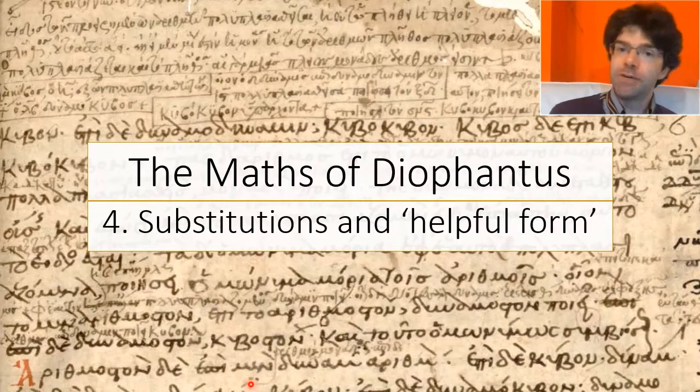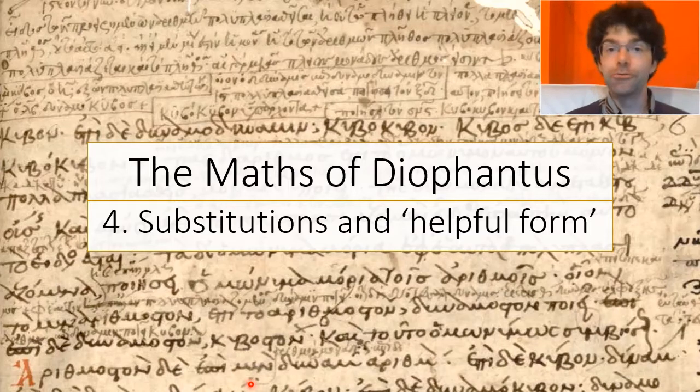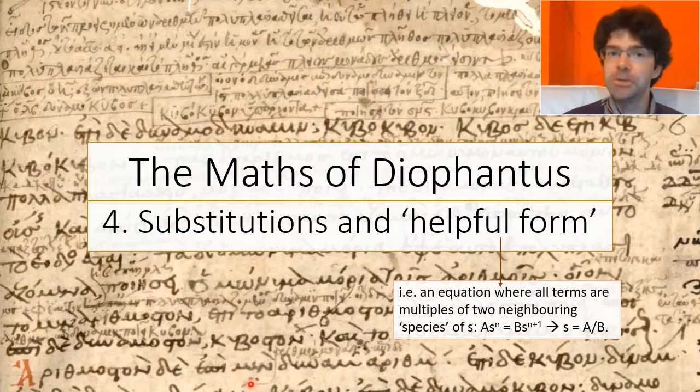As he describes right in the introduction to the whole work, the most common aim is to use substitutions to reduce the problem to an equation which involves just two powers of the unknown s, or as Diophantus put it, not powers but species of s. When you look at his practice, it's clear that the ideal case is where these powers are consecutive, and that's what I'm going to refer to, this is my term rather than Diophantus', as a helpful form of the equation, because it will immediately give you a rational value for s.